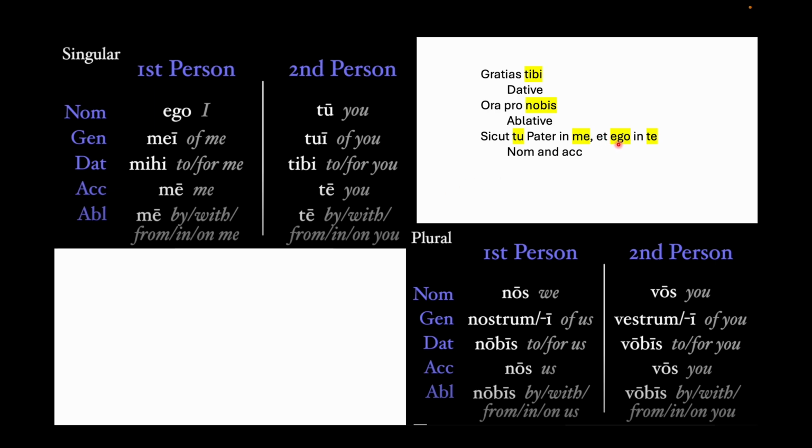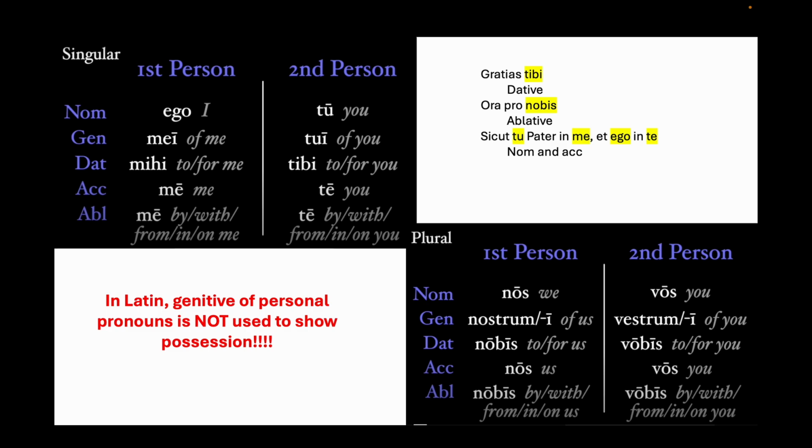And I, ego, are in you, te, and we can see that te again is also accusative. Now, a very important thing to note here is that in Latin, the genitive of personal pronouns is never used to show possession. Okay, so this genitive here, mei, tui, or nostrum, nostri, is only going to be used for those other types of use of the genitive, like the objective or the partitive use that we talked about before with George Harrison and the koalas, right?